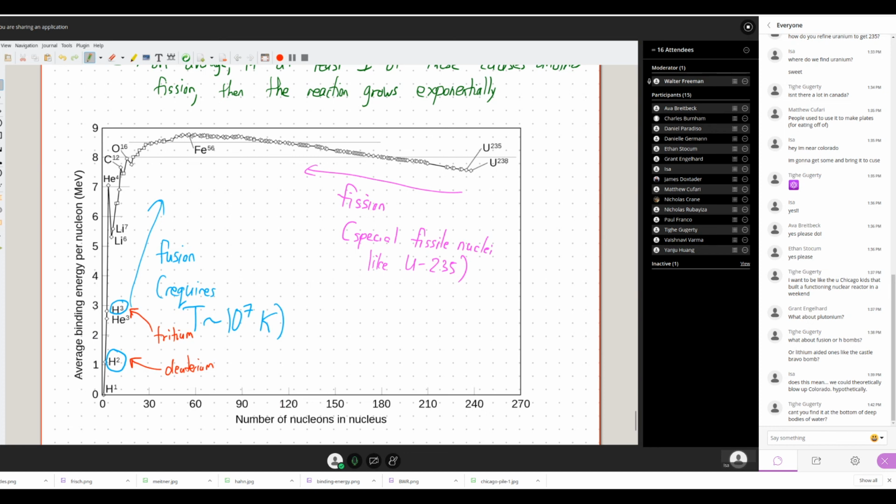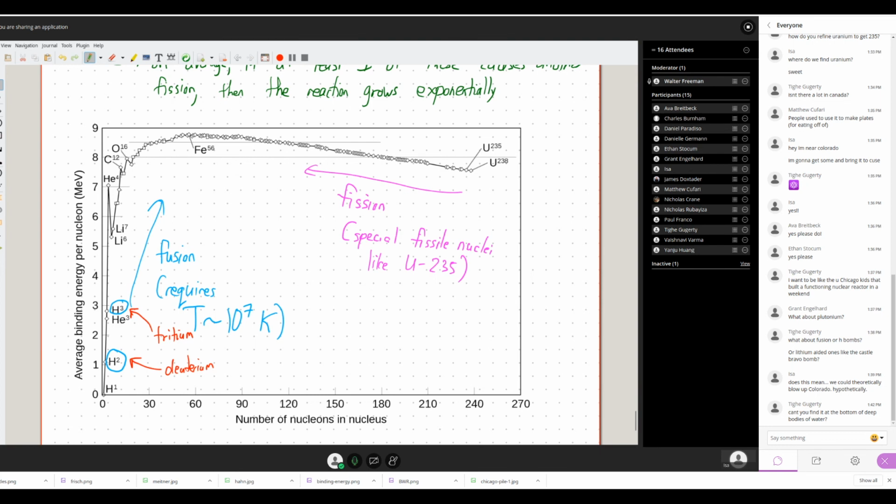TK asks, can't you find tritium at the bottom of deep bodies of water? Yes, at the bottom of deep bodies of water, there's probably more tritium fractionally, but it's still a tiny, tiny amount because it's unstable. You know, it's got to be produced in reactors.